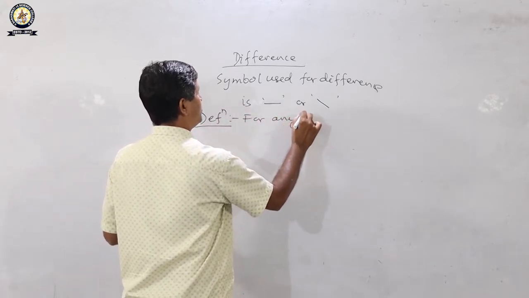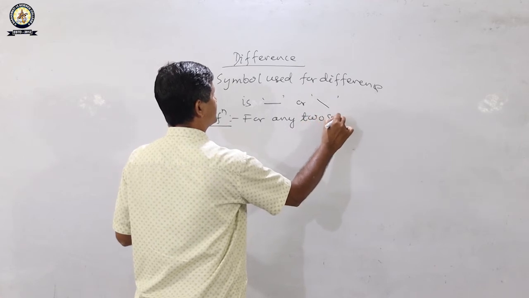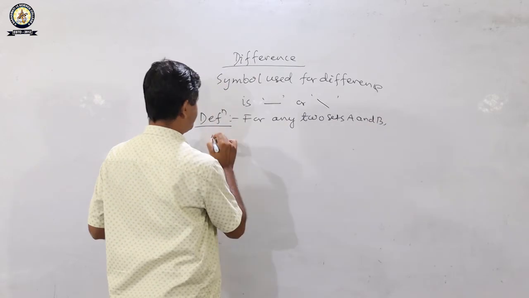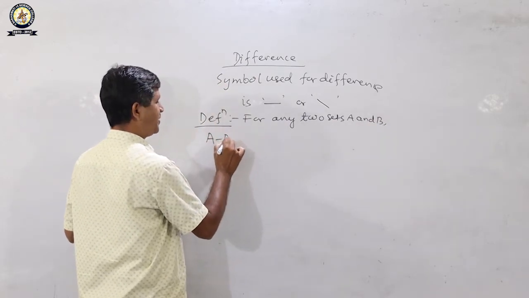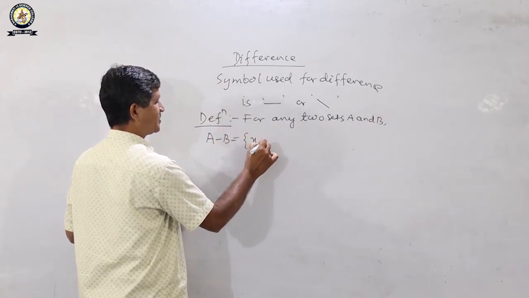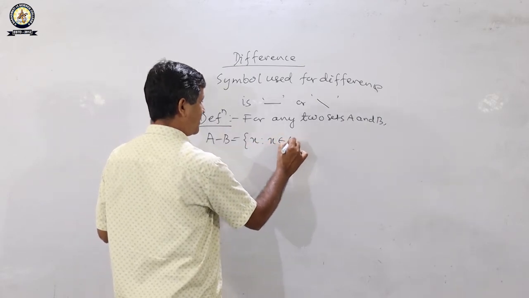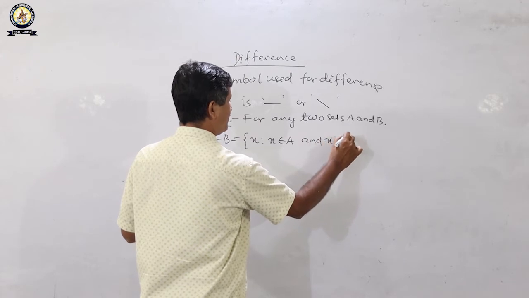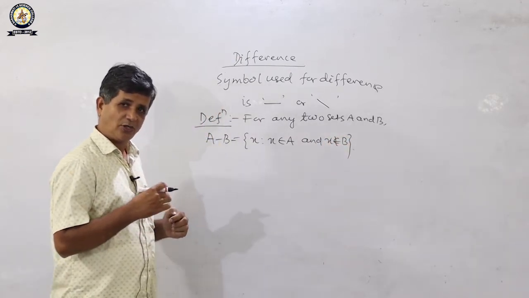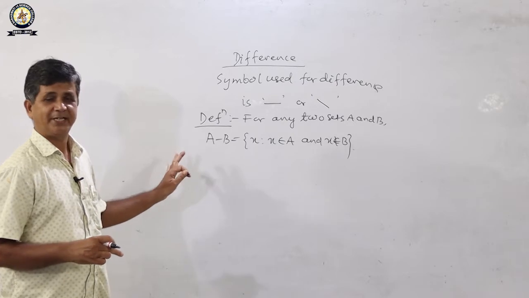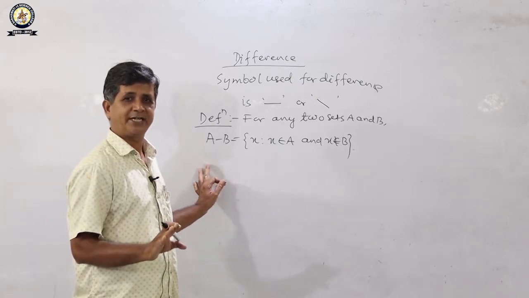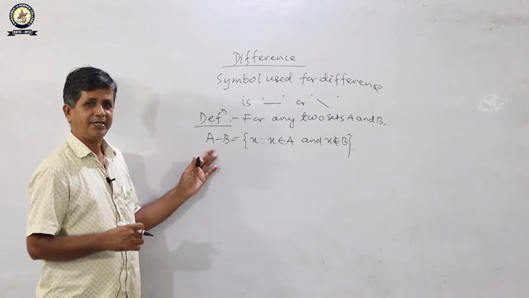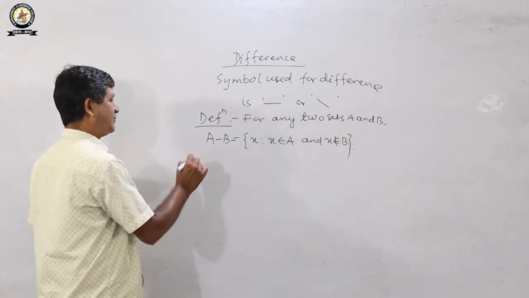For any two sets A and B, A difference B equals the set of X such that X is present in A and X is not present in B. It means we take the set of all those elements which are present only in A but not in B, that is, in A difference B. Come to an example for this.